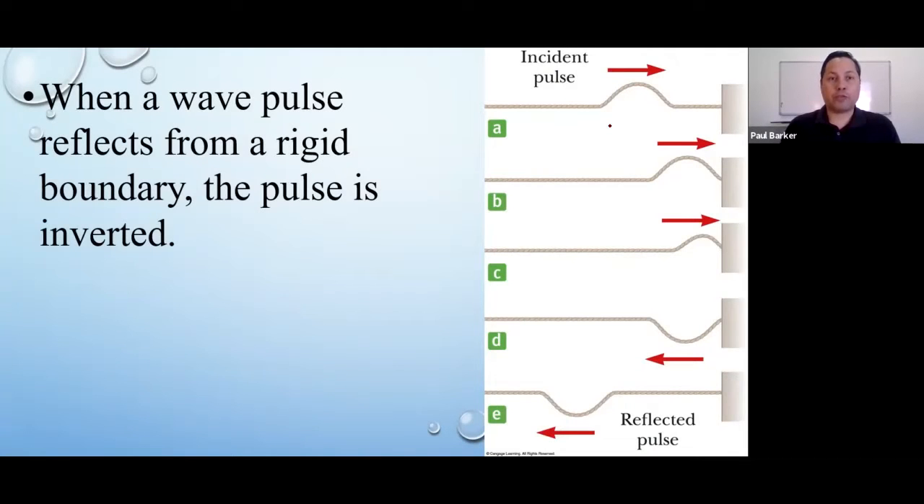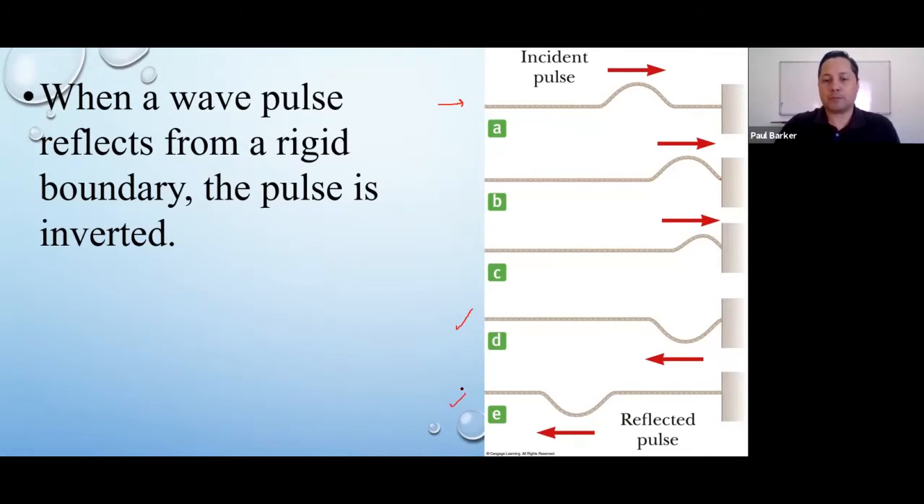When a wave pulse reflects from a rigid boundary, the pulse is inverted. As you can see in the diagram, you have an incident wave coming in on the top side of the rope here in part A, and notice that the end of the rope is rigid, so it's attached to the wall. Once it bounces off of the wall, it's going to be reflected, but it will be inverted on the bottom side of the rope, as you can see here in D and E.